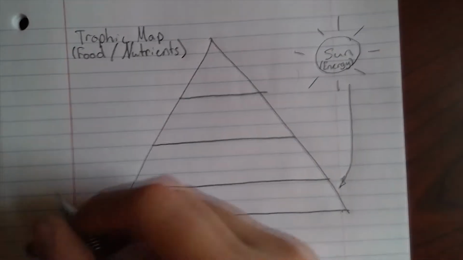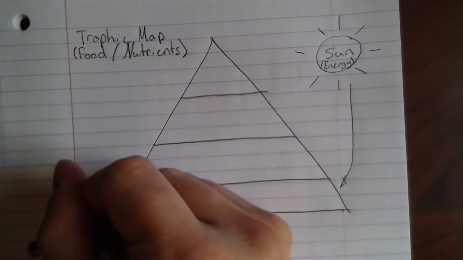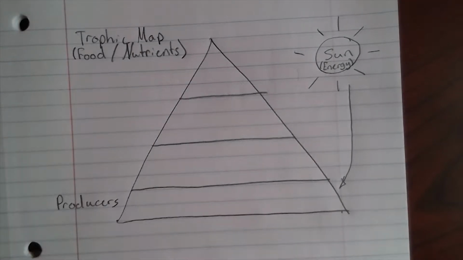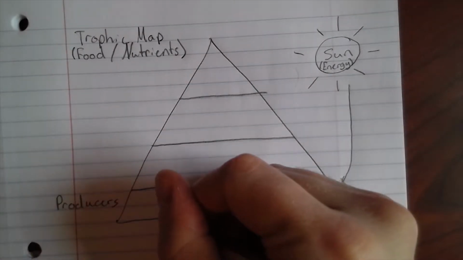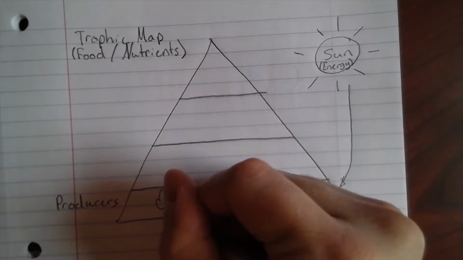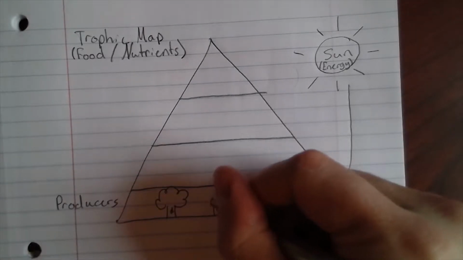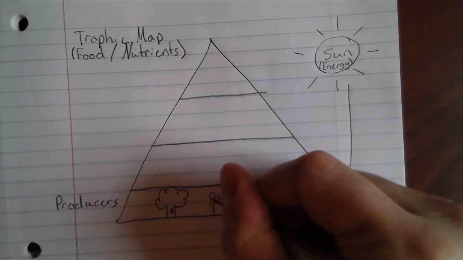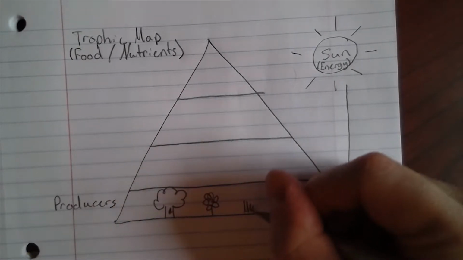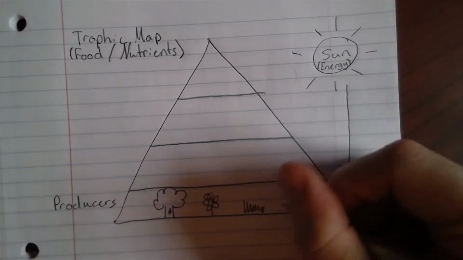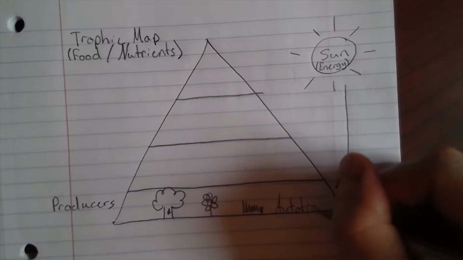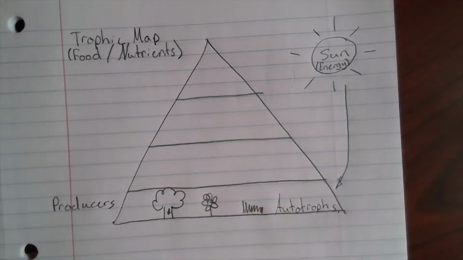Let's start at the bottom of our pyramid here with what we call producers, those that take energy right from the sun and turn it into food and nutrients for growth. These include things such as plants, trees, even grass. Anything that's green, you know it is a producer because it contains chlorophyll. These are also known as autotrophs.